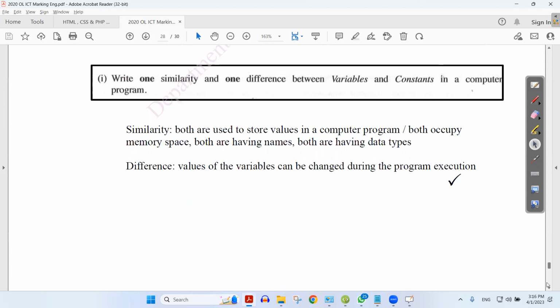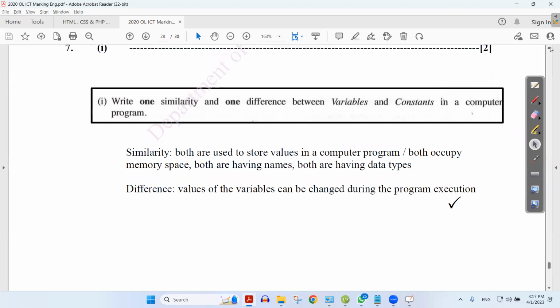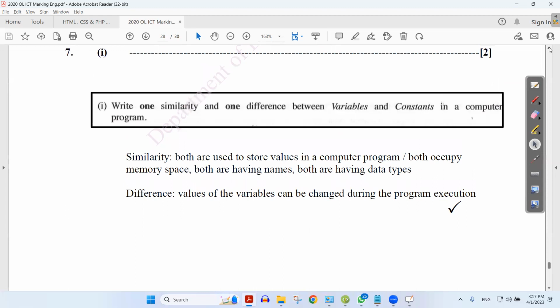There are many similarities. Both of them store values. Both of them have names. Both occupy some space in the memory. Both have data types. So any one of those can be taken as a similarity. For the difference, the only difference is that variables can change their values, whereas constants cannot. So if you have written this correctly, they are going to give you 2 marks.